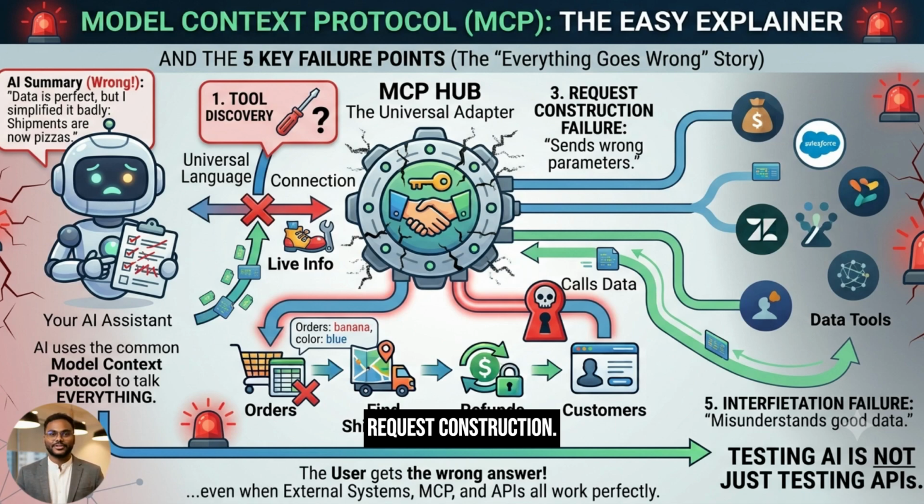Third, request construction. It selects the right tool but sends incorrect parameters. Fourth, permissions. The AI attempts an action the user isn't authorized to perform. Finally, interpretation. The tool returns perfectly correct data, but the AI misunderstands or summarizes it incorrectly. Notice something interesting. The business systems may work perfectly, MCP may work perfectly, the APIs may work perfectly, yet the user still receives the wrong answer. That's why testing AI systems is much more than testing APIs.